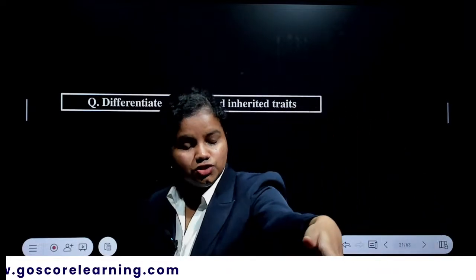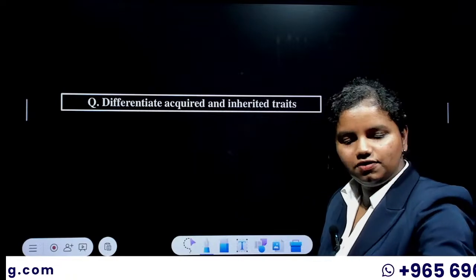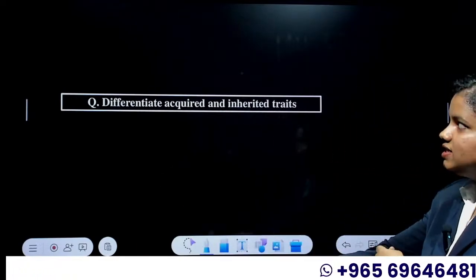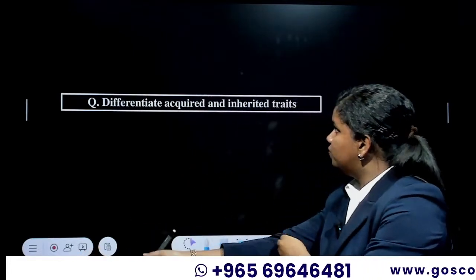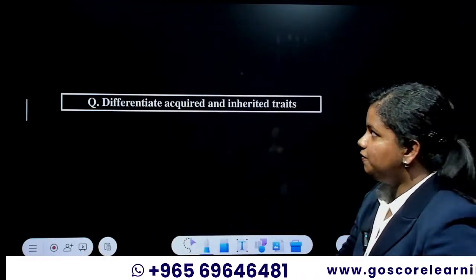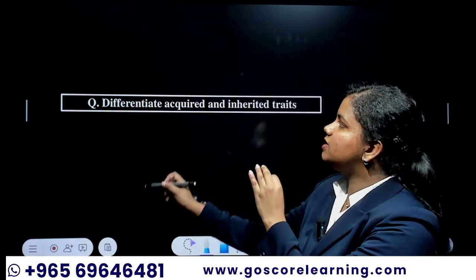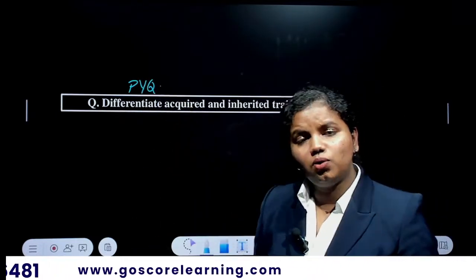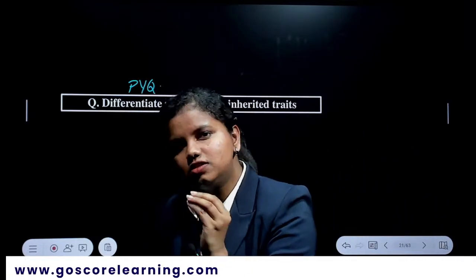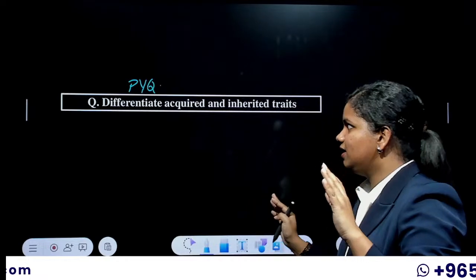Here comes a question which you already asked in the comment section. Eva, you were asking something about acquired and inherited traits, right? So yes, I hope we have enough time for that. Differentiate acquired and inherited traits. That itself is a PYQ. It's a direct question from NCERT. No tricks and nothing done there.